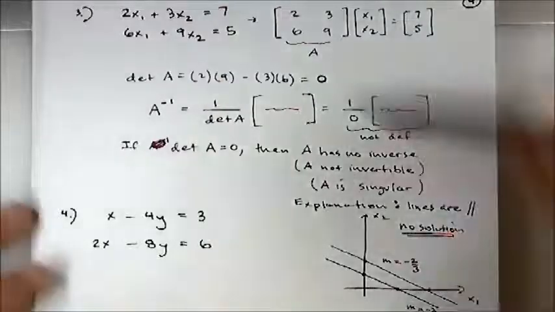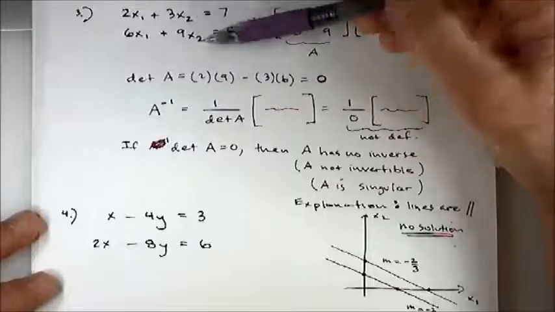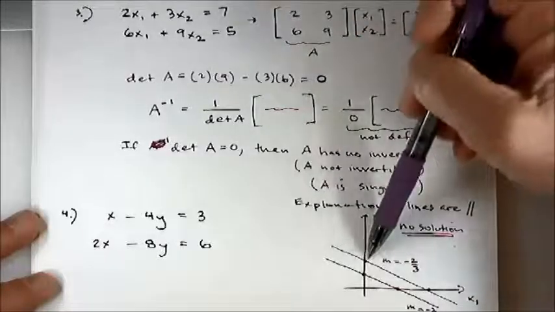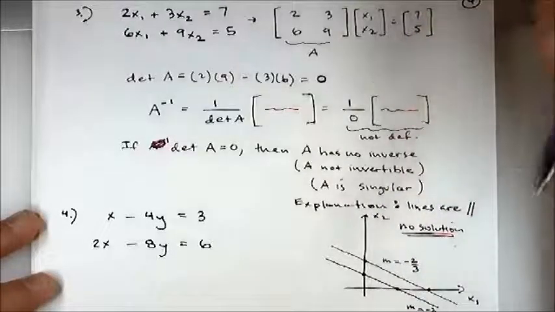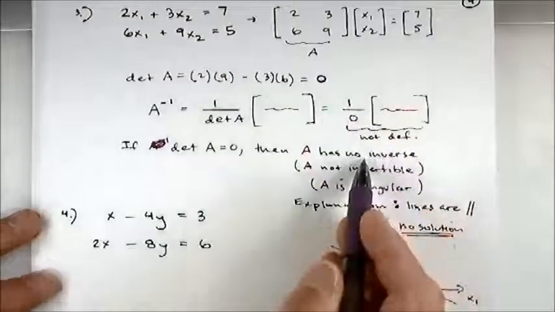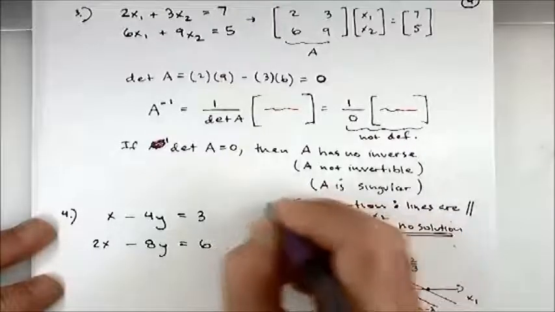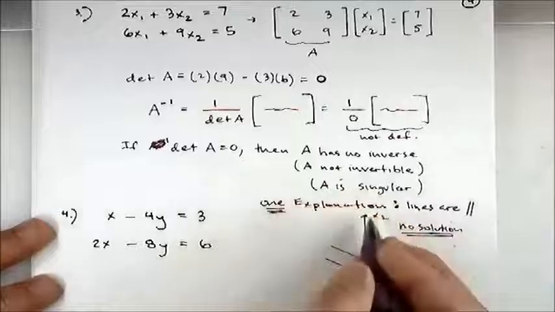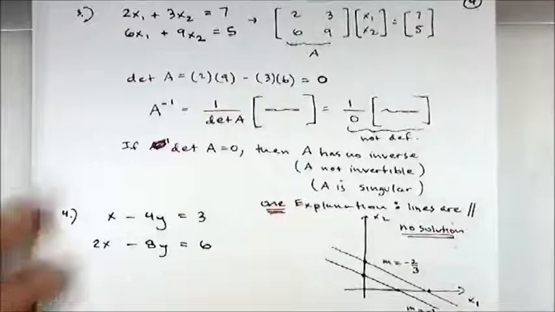If you were trying to find X and Y values that satisfy both of these equations, you're not going to have any luck. You're never going to find it because there are no points on either line that are on both lines, right? There's no intersection of these two lines. So if the determinant of A equals 0, meaning A has no inverse, one explanation is that the lines are parallel and thus there's no solution. But there is another explanation.